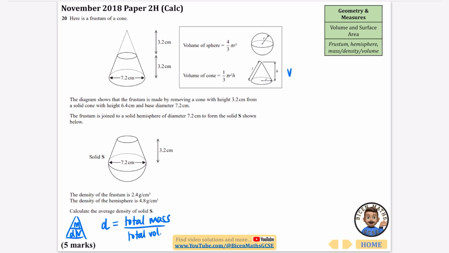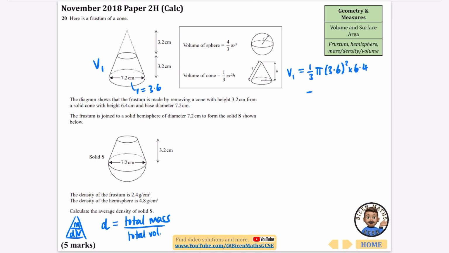So I'm going to begin by saying if this one up here is volume 1, the volume of the frustum, the volume 1 is going to be the volume of the big cone minus the small cone. So the big cone is going to be 1/3 pi, the radius squared. Well, the radius in this case is going to be 1/2 of 7.2, which you can check on your calculator is 3.6. So that's going to be 1/3 pi times 3.6 squared times the height of the whole thing, which is 6.4.